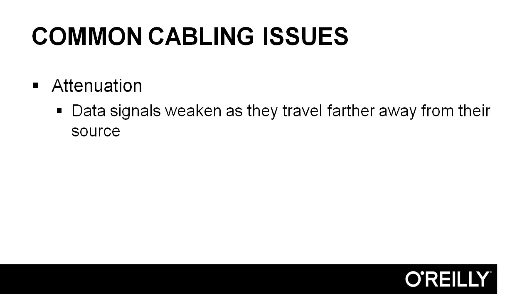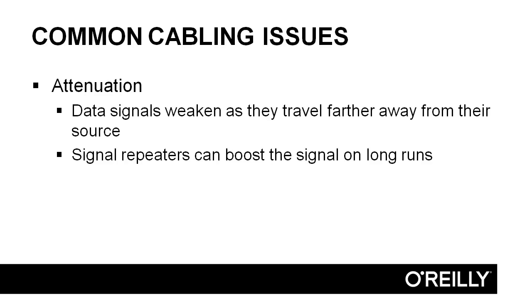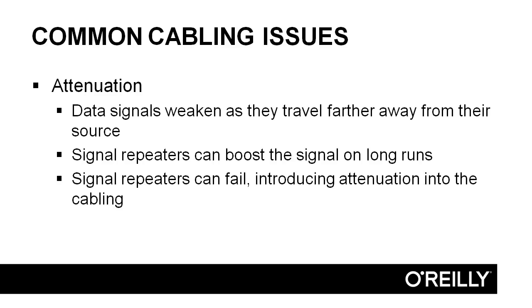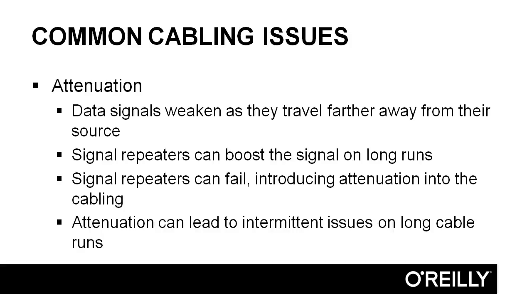Attenuation. Now, this is a different way of looking at basically the same problem as length. Now, keep in mind, data signals weaken as they travel farther away from their source. Signal repeaters can be used to boost that signal on long runs, and everything's great. However, signal repeaters can fail. And once that happens, now you've got a cable run that's too long, and attenuation is really going to eat away at that signal, and you've got an attenuation problem on the cable.